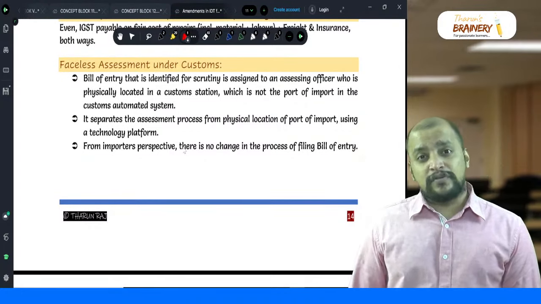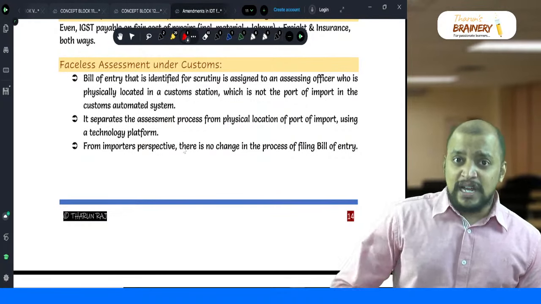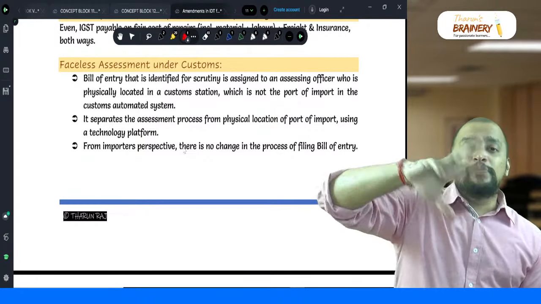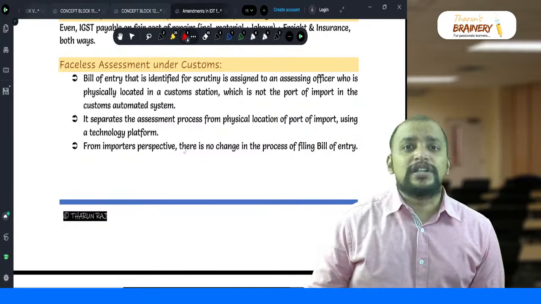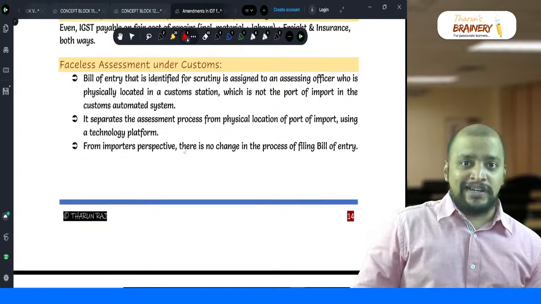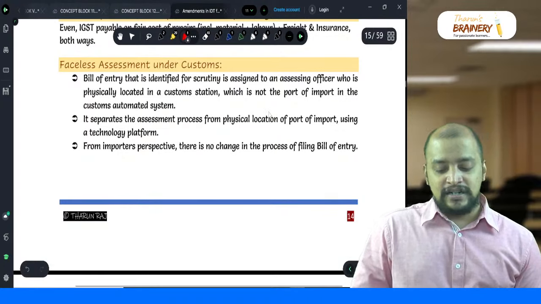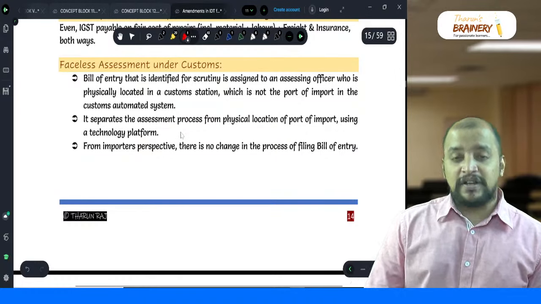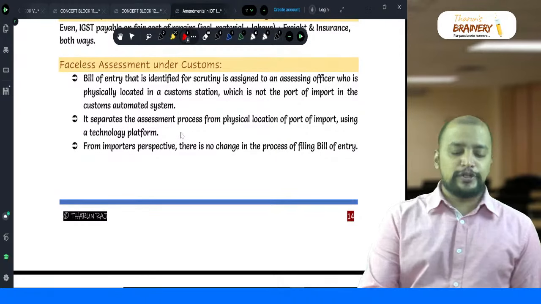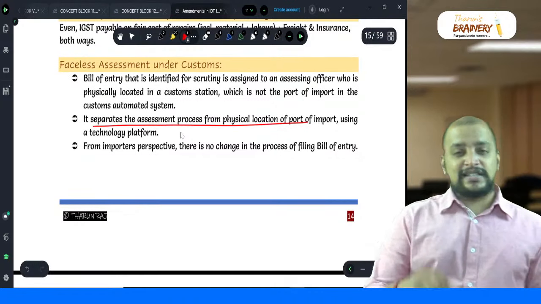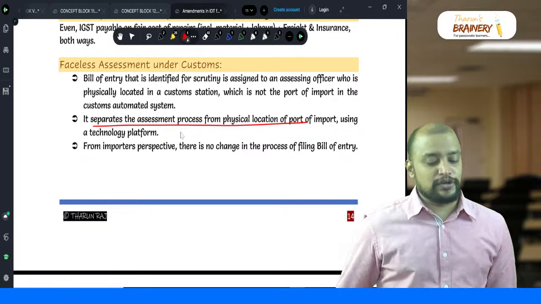So what will happen? Every port will not be busy, because they will segregate the bills of entry among multiple officers, so that the scrutiny can be completed without any pile up of bills of entry, and the clearances will be faster. For that reason, it separates the assessment from the physical location of the port of import, mainly that only. So in faceless assessment, it separates the assessment process from the physical location of the port of import.